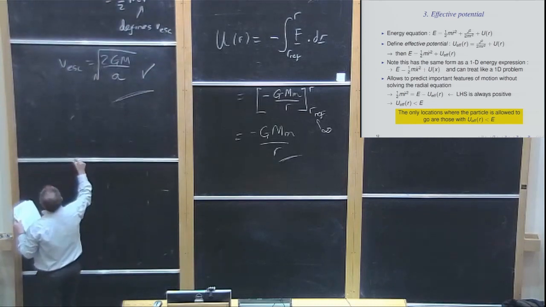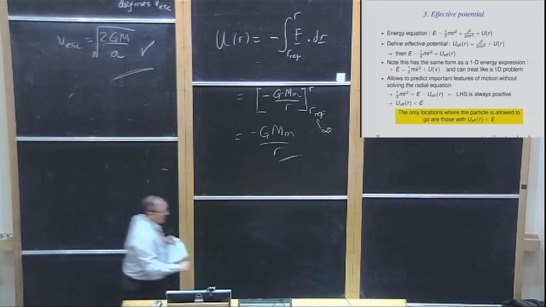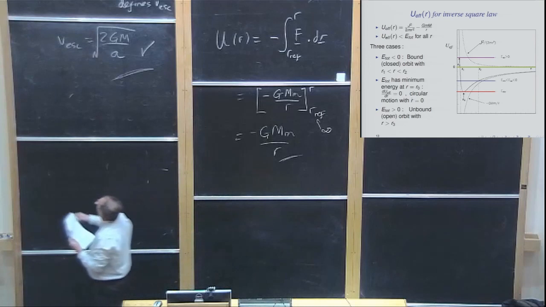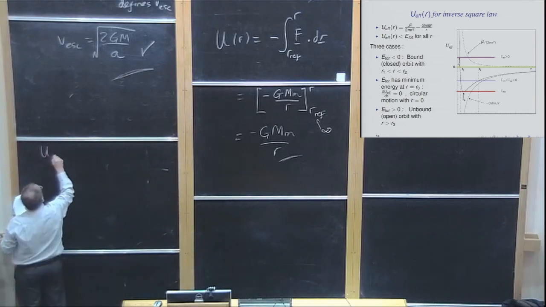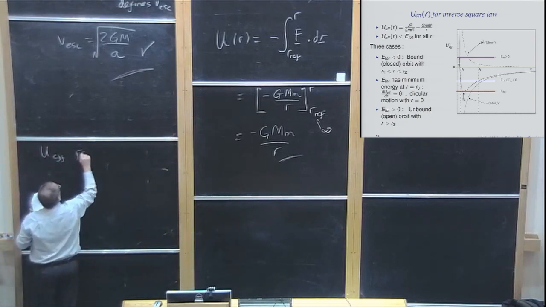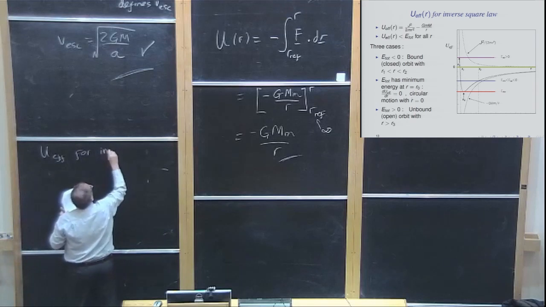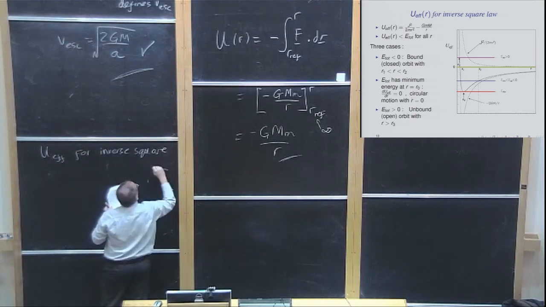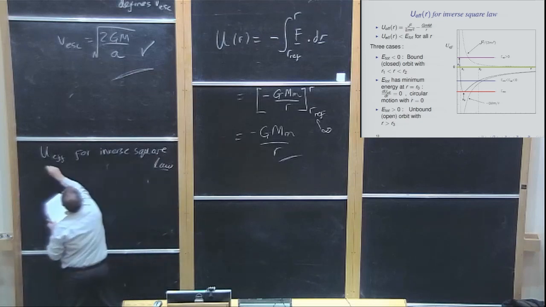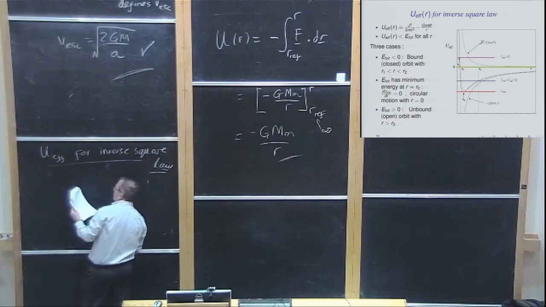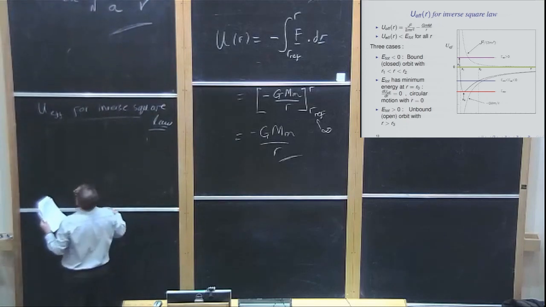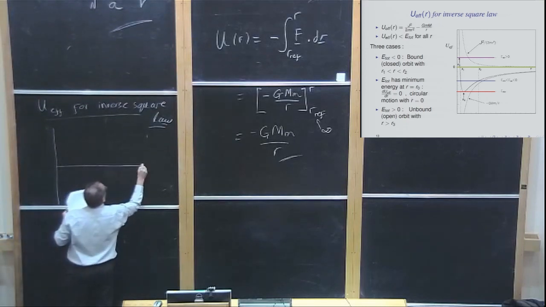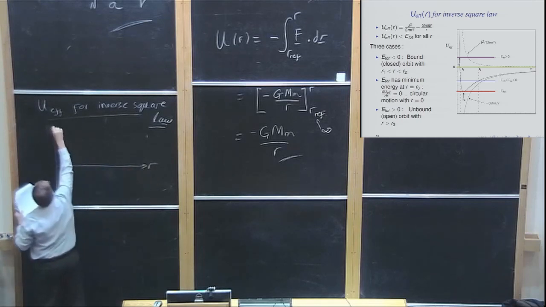So for the case which will interest us most often, the effective potential for the inverse square law, it's drawn on the slide, but let us just recreate it here. So it has these two components.